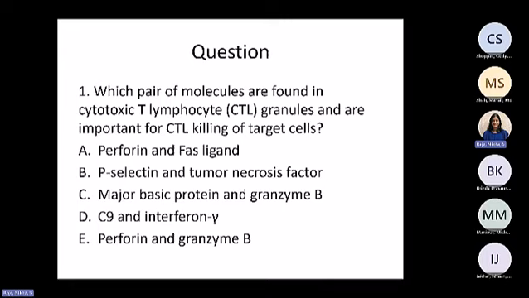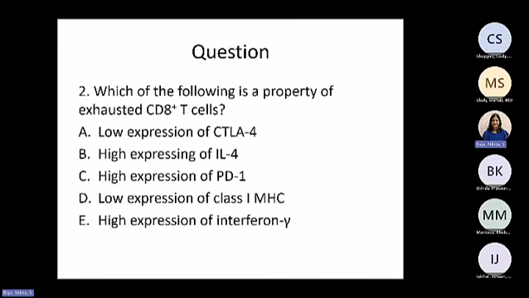Which pair of molecules are found in CTL granules and are important for CTL killing of target cells? Is this E, perforin, and granzyme B? That is correct. Perforin and granzyme B. Perforin and Fas ligand are 2 separate mechanisms. Which of the following is a property of exhausted CD8 T cells? Is this choice C? Yeah, expression of PD1 is correct. PD1 binds to PD1 ligand.